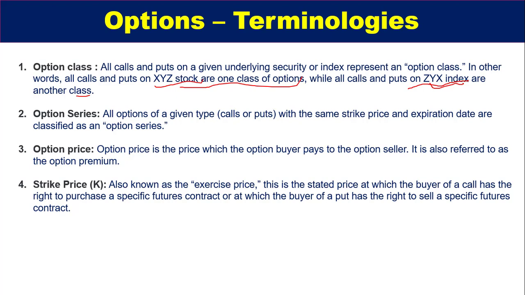This is the stated price in the agreement, in the contract, at which the bearer of a call has the right to purchase a specific future contract, or at which the bearer of a put has the right to sell a specific future contract. And the spot price, as I told you, is the current market price of the underlying asset for which the options transaction happens and from which the option derives its value.